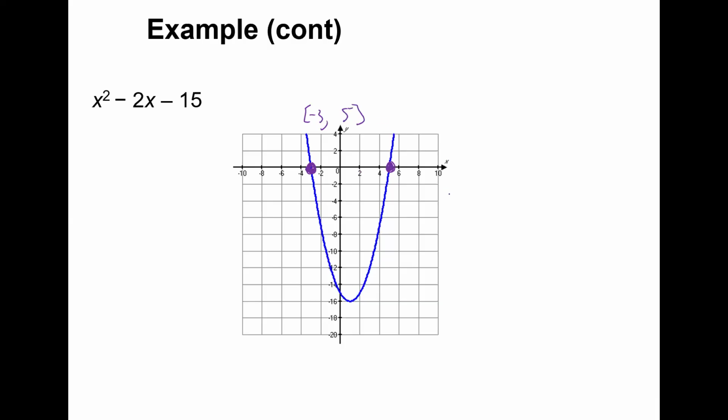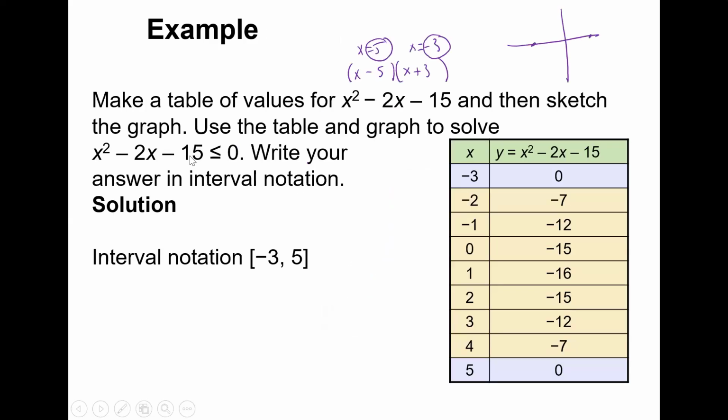Remember, brackets mean include, and those points were included. So everything down here is going to be included, and so that would give us the interval where it's less than or equal to 0.